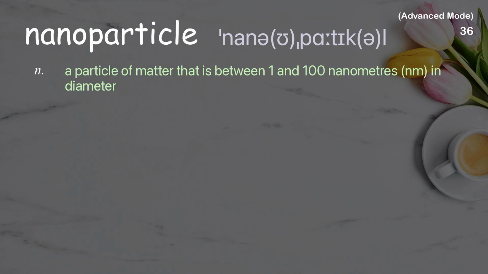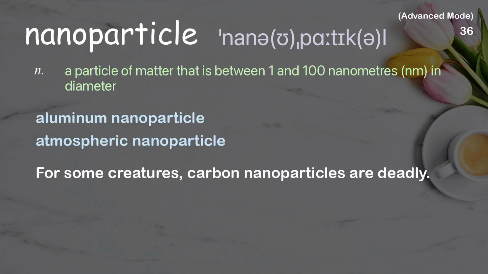Nanoparticle. A particle of matter that is between 1 and 100 nanometers (nm) in diameter. Examples: Aluminum nanoparticle, atmospheric nanoparticle. For some creatures, carbon nanoparticles are deadly.